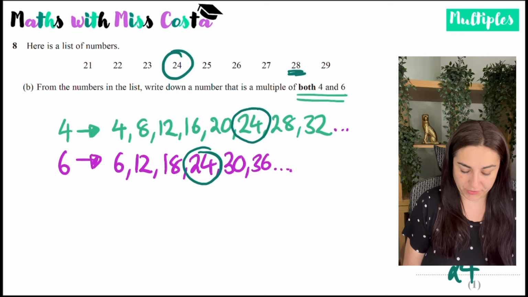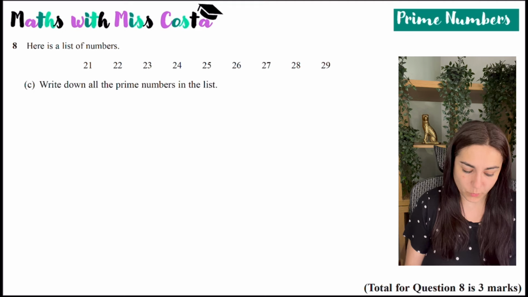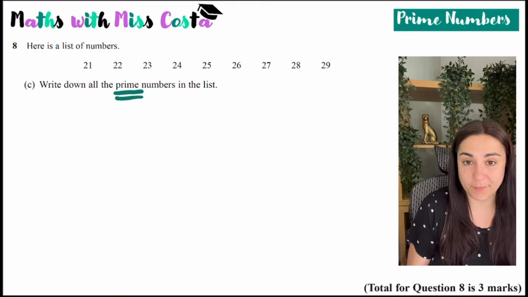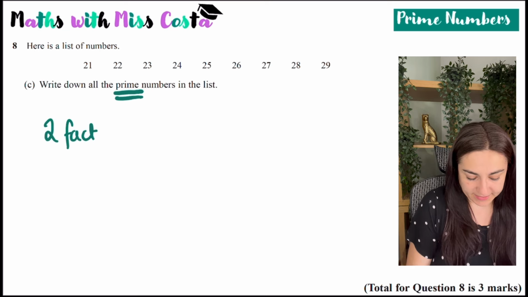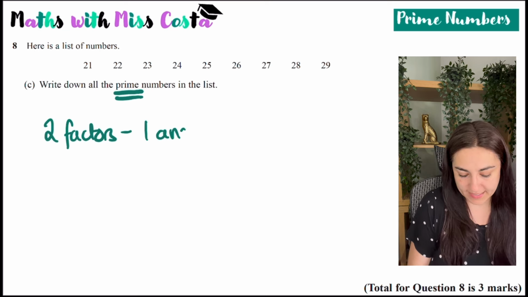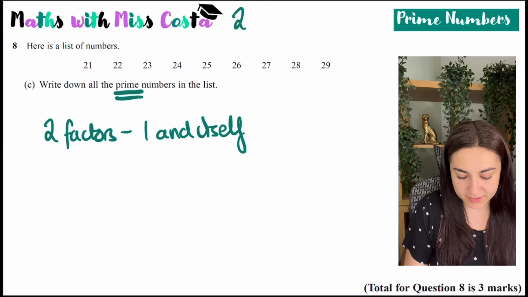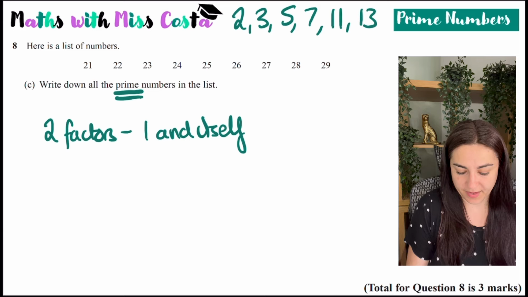So I wouldn't choose that because it needs to be a multiple of both. And write down all the prime numbers in a list. Now, a prime number is a number that only has 2 factors. So it has 2 factors, 1 and itself. So essentially, the first few prime numbers are 2, 3, 5, 7, 11, 13.